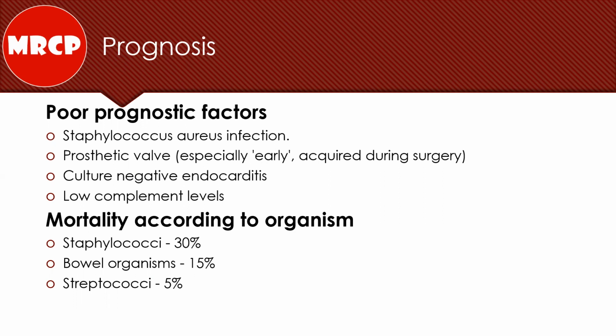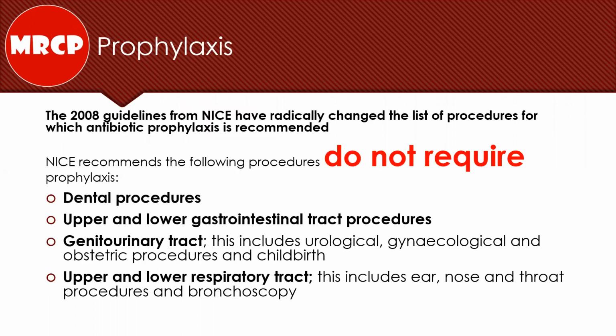And low complement level. Low complement level means that the complements have been consumed, and there is a heavy toll of infection and a heavy toll of immune complex deposition in the body. So you have to know that this is one of the poor prognostic factors in patients with infective endocarditis. Mortality depends basically on the organisms. In Staphylococcus the mortality is 30%, in Streptococci it's 5%, and in cases of bowel organisms it's just 15%.